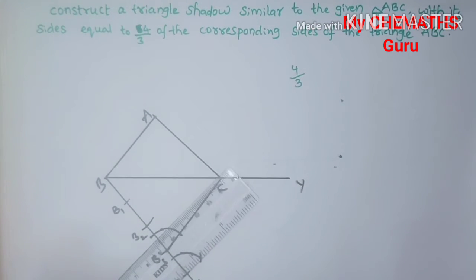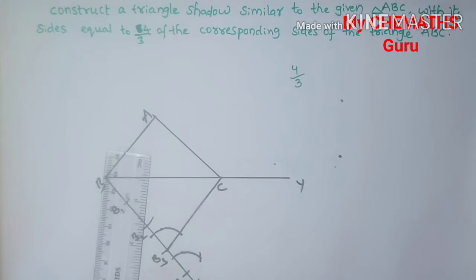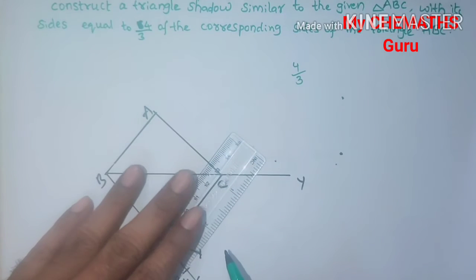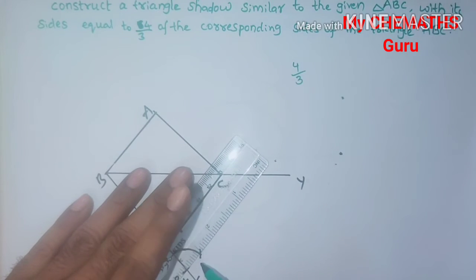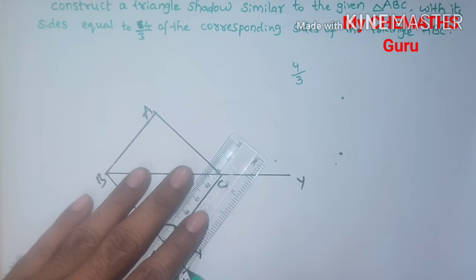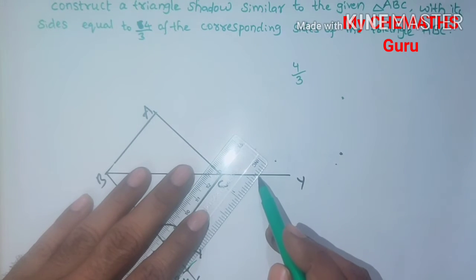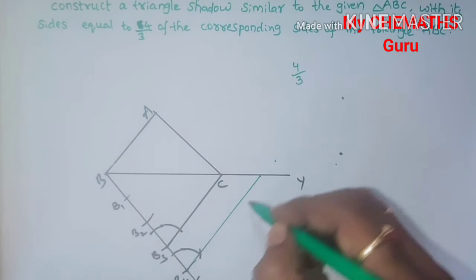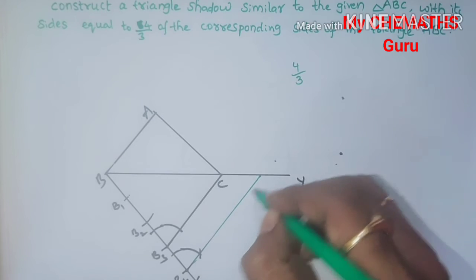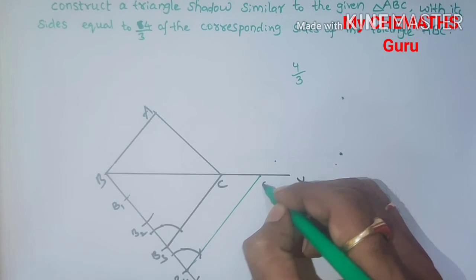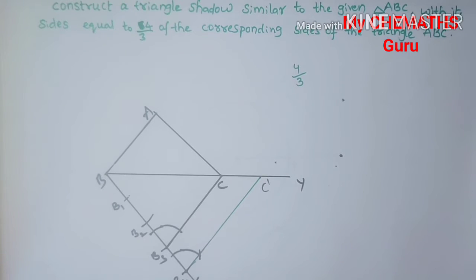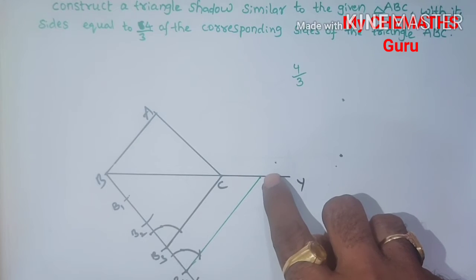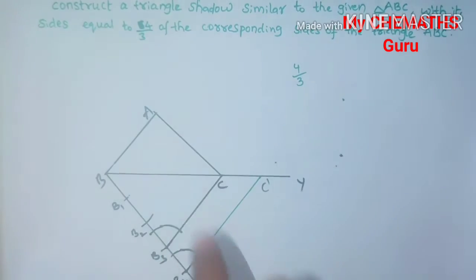Now join B4 and this point. You will get another line parallel to B3C, named as C dash. Next, now we have to draw a parallel line through C dash to CA.